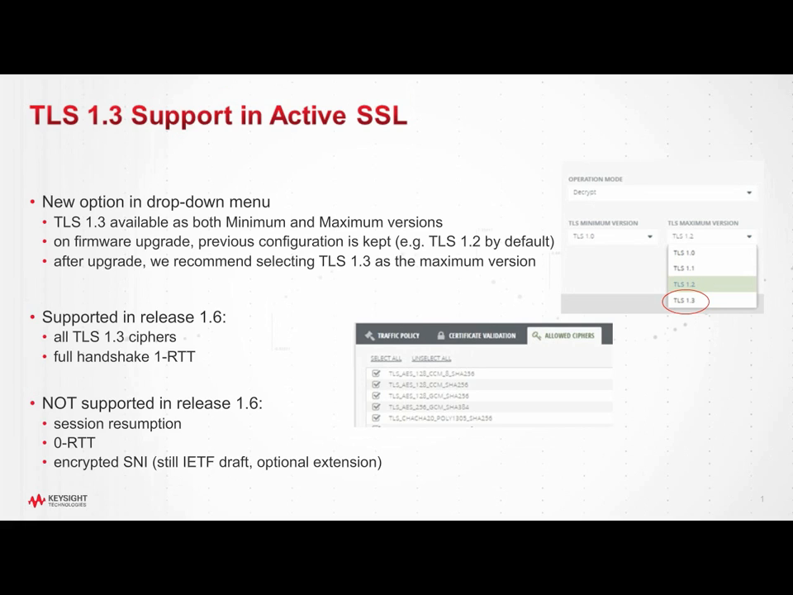Supported in the 1.6 version is all of the TLS 1.3 ciphers, all five of the ciphers that we mentioned there, and there's actually a screen that's showing all five of the ciphers that we have available. Okay, the full handshake, the 1RTT. Okay, what's not supported in this release, 1.6, is session resumption, the 0RTT, and what we call the encrypted SNI. The encrypted SNI is still in IETF draft form, and it will be added to the product once it is actually ratified.